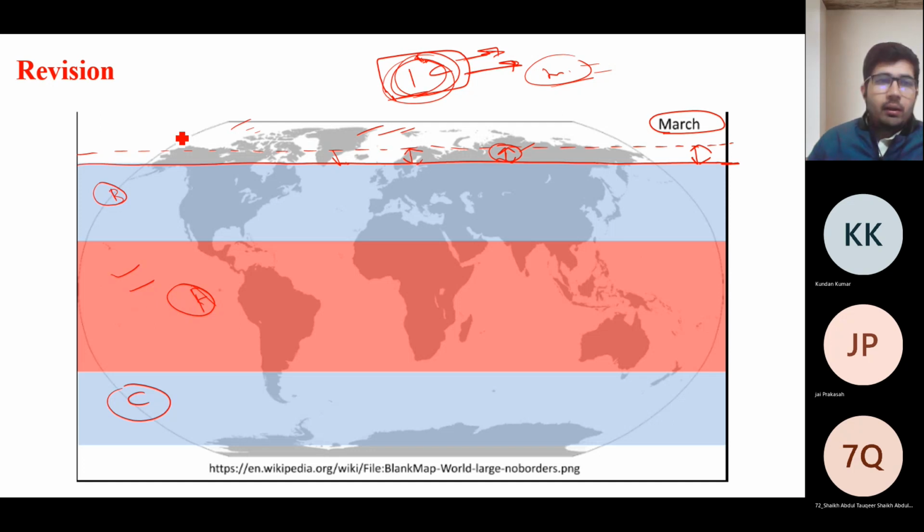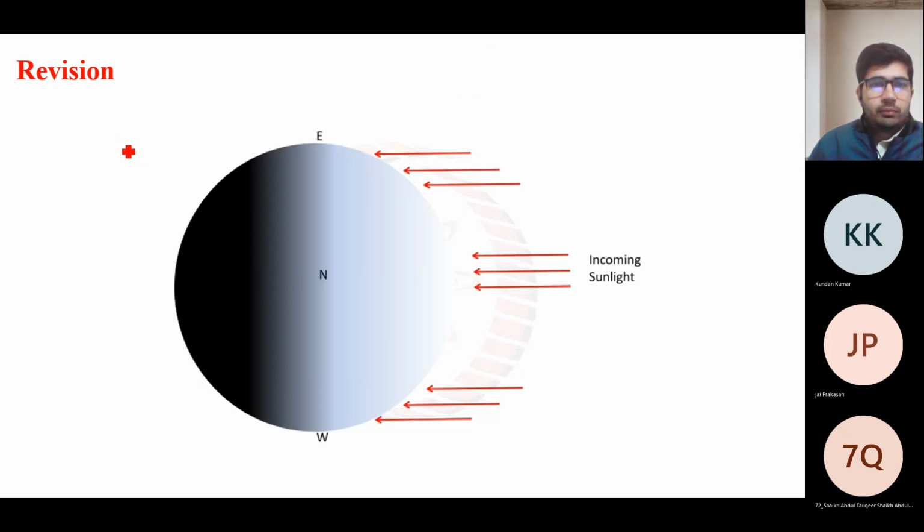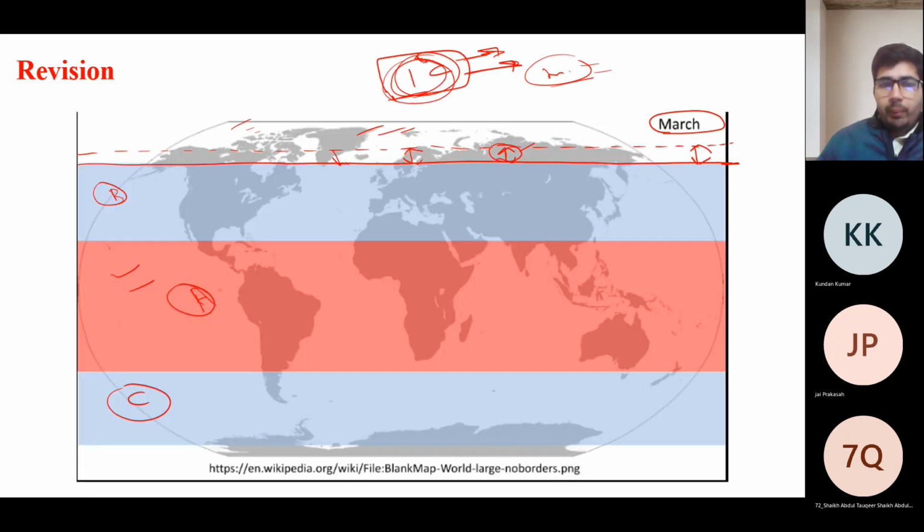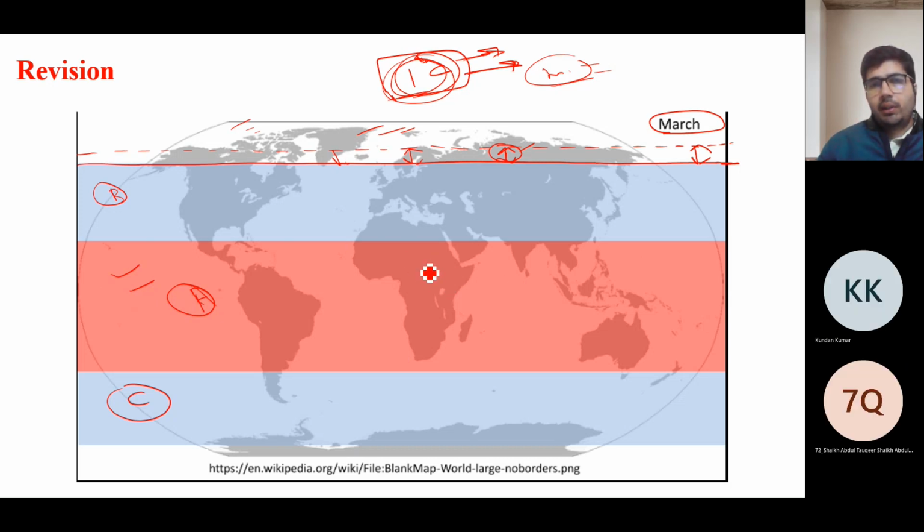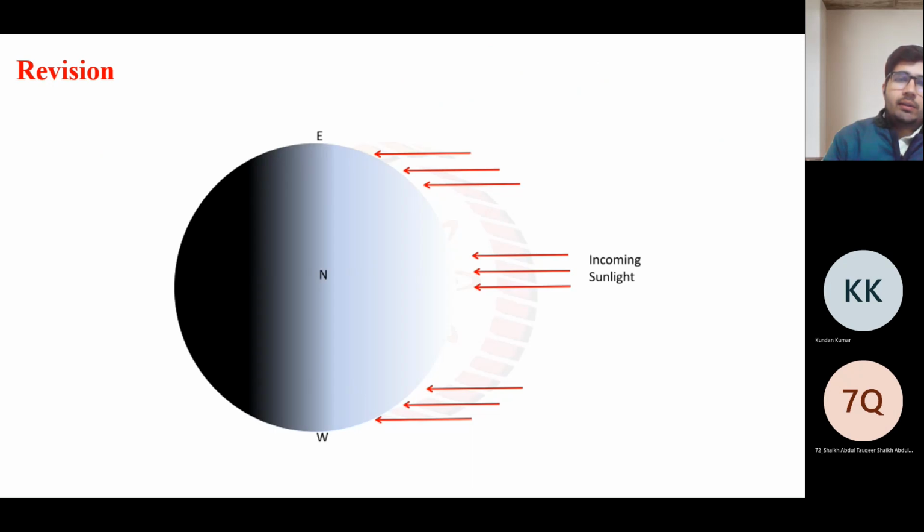Okay, so this is just representing how this is happening. The sun is the same, the earth is the same, but why is area A having more temperature as compared to areas B and C? The reason is the shape of the earth, because the shape of the earth is not straight. Okay, it's in a spherical form.